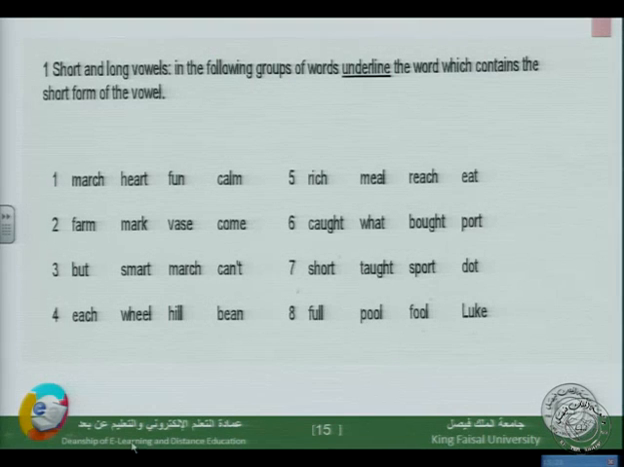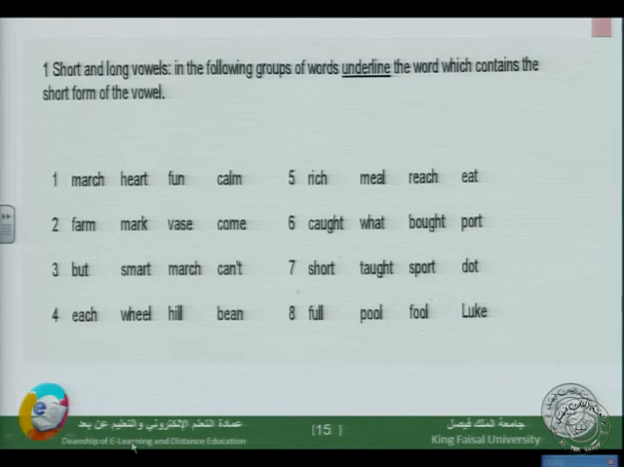Here we have, in the following groups of words, underline the word which contains the short form of the vowel. There are long vowels, you remember, in the first lectures we talked about long vowels, and we also talked about short vowels. I want you now to underline the word which contains the short form of the vowel. This means short vowel sounds, not the long ones.